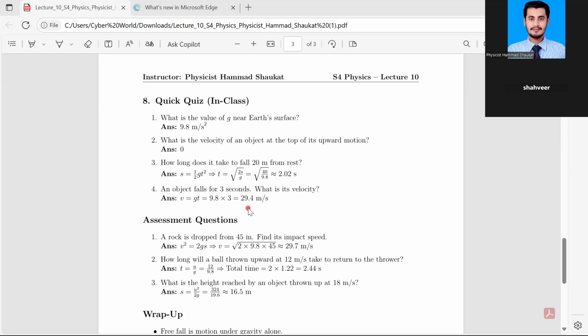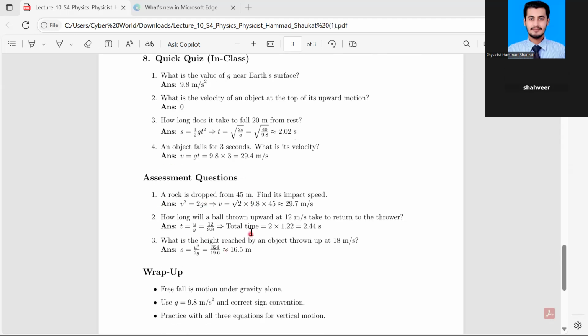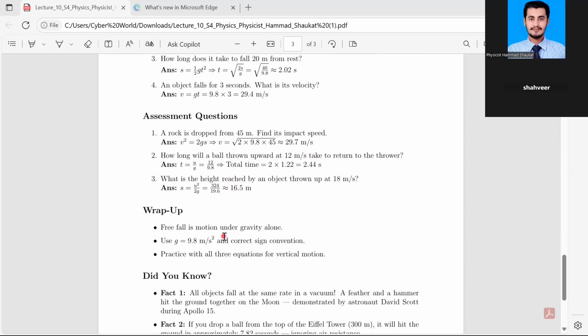Okay, so these are some assessment questions. You can practice these questions at home for better understanding. Good.